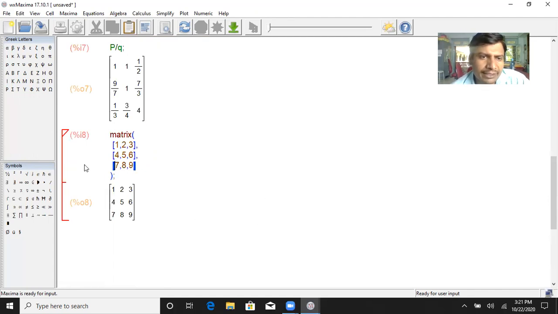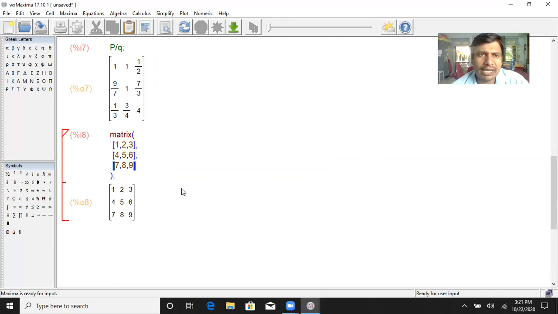See here, that is the one matrix that contains 1, 2, 3. We are not assigning any name here, like P, Q, A, B, C, to the matrices. You only type a matrix and assign the values: 1, 2, 3, 4, 5, 6, then 7, 8, 9. Okay, this is the one matrix.